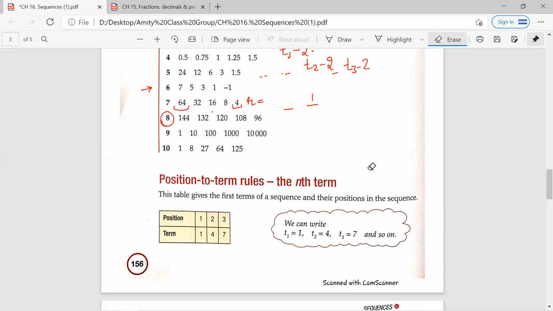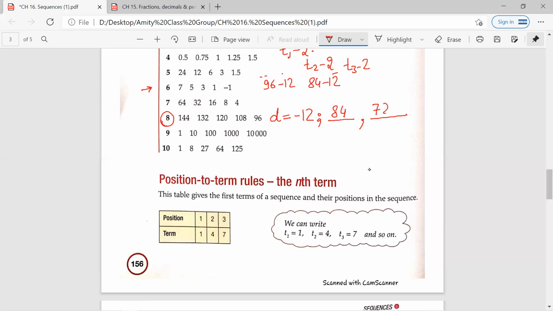Okay. Somaji, question number 8. So it's an AP and the next two terms are 84 and 72 and the difference is -12. Shabash. Sanviji, do we agree? Yes, sir. So the next term would be 96 minus 12, 84. 84 minus 12, 72. These are the next two terms. Shabash, very nice.